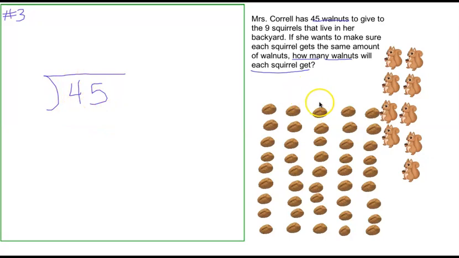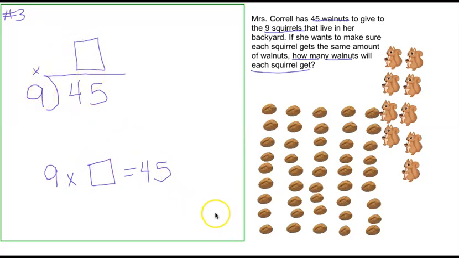Now, what are we splitting it up amongst? Well, who's getting the walnuts? The squirrels are. How many squirrels? 9 squirrels. They go outside the saloon right here, just like this. Now, how many walnuts is each squirrel going to get? Well, if you remember to multiply the outsides to get the inside, we're going to say 9 times something equals 45.